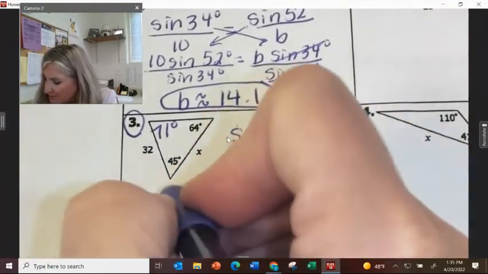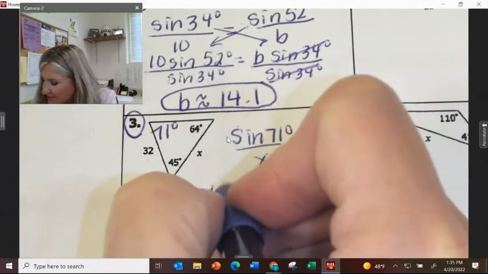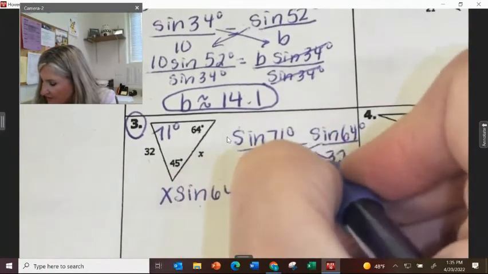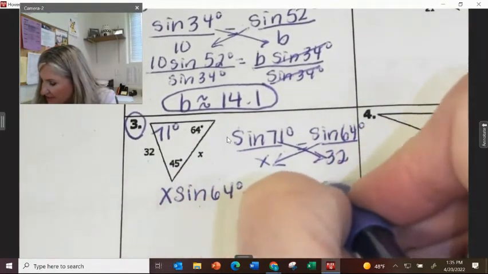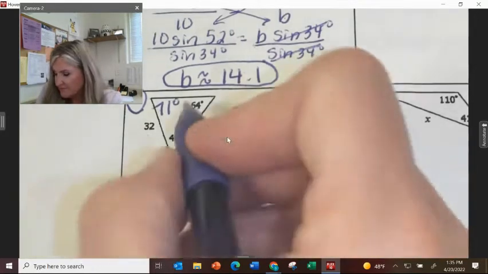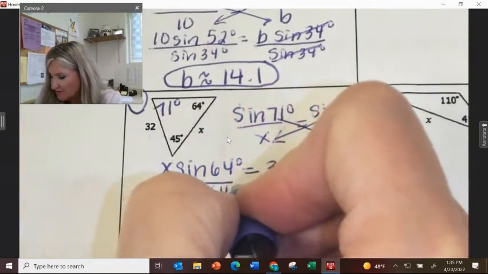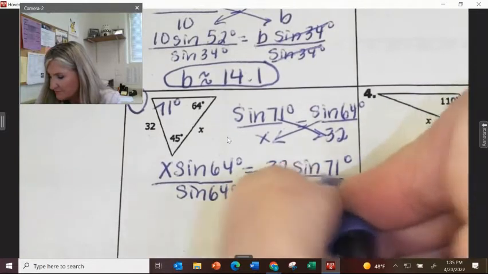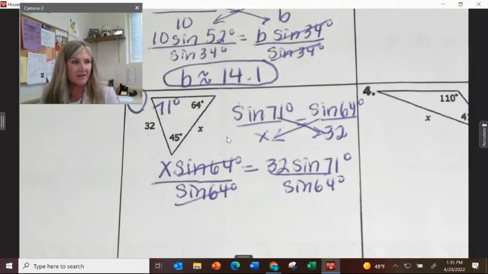Now we're going to cross multiply. We're going to get X times the sine of 64 equals, multiply this way, 32 times the sine of 71 degrees. How do we now solve for X? Right, so divide by the sine of 64. And now see if you can type it into your calculator and get the correct answer. Going to round it to the nearest tenth.